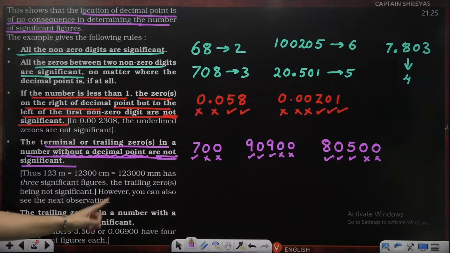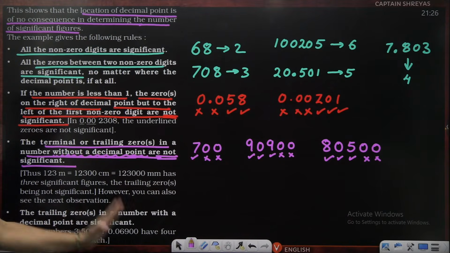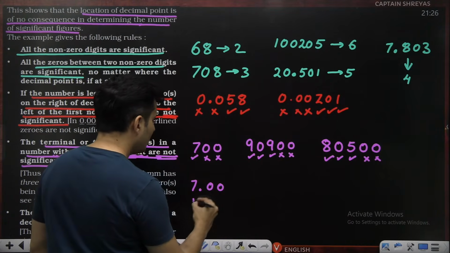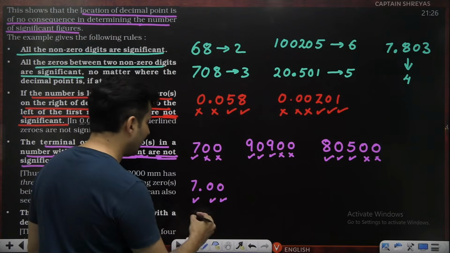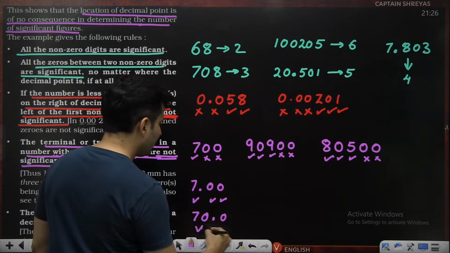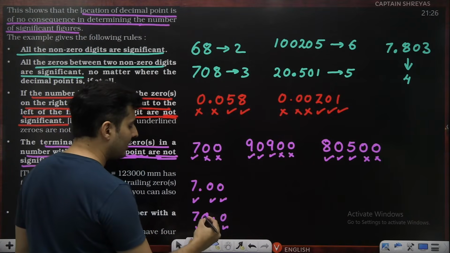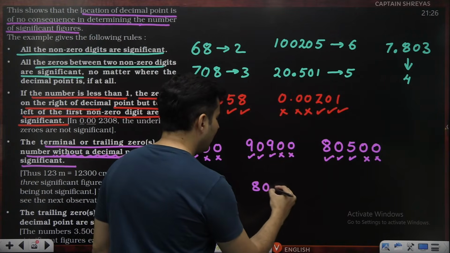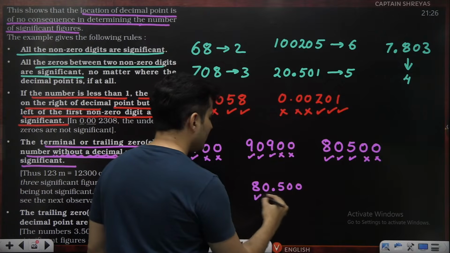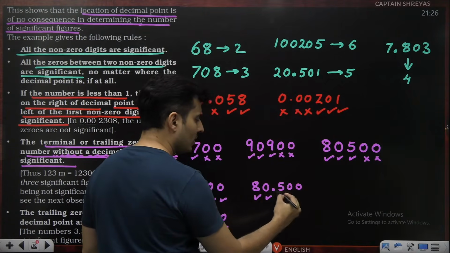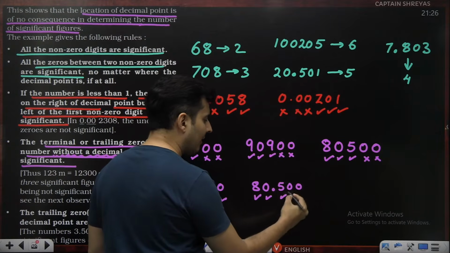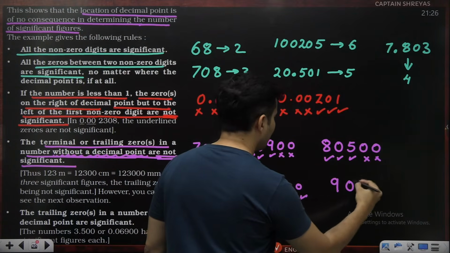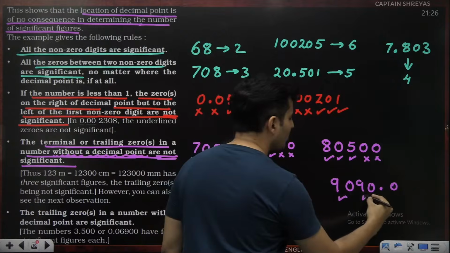But the moment there is a decimal point, the trailing zeros automatically become significant. For example, if this was 7.00, these zeros automatically become important. Even if it was 70.0, this zero becomes important after the decimal. Same way, if I put it as 80.500, the zero between two non-zeros is obviously important, but these two zeros are after the decimal, so they become important. Same way, even over here, if I write 9090.0, these are definitely significant.